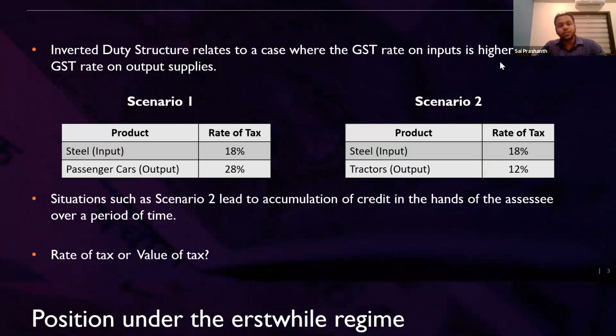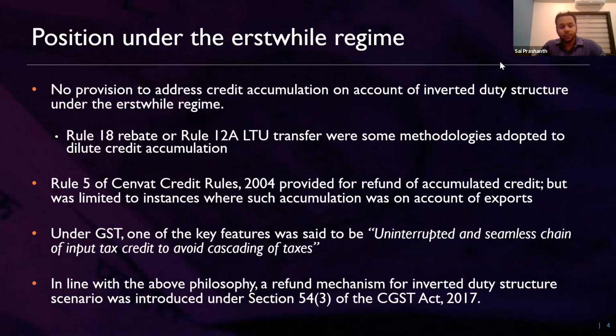Moving on, how did they deal with inverted duty structure under the earlier regime? There was no provision directly addressing credit accumulation on account of inverted duty structure under the erstwhile regime. The assessees had to be a little inventive in diluting their credit. For example, under Rule 18 of the Central Excise Rules, they can opt to pay duty on their exports instead of exporting without payment of duty. This reduces their credit balance and they get a refund of the same amount in cash.